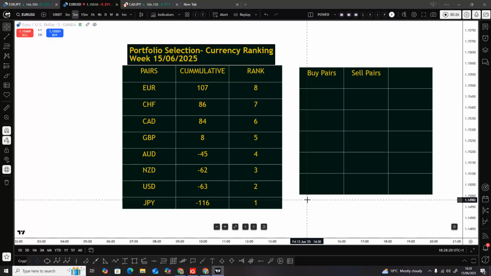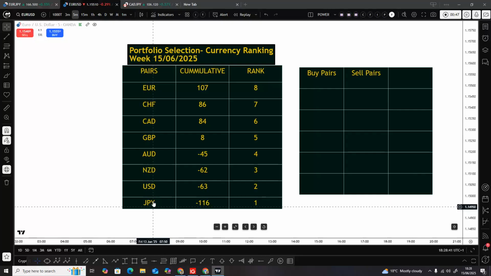Okay. So what I'm doing here, I'm using this page because TradingView has this feature to draw the table, and it just makes it very simple and basic. This should be easily understood by anybody. Okay, so the current week starts today, 15th of June 2025.